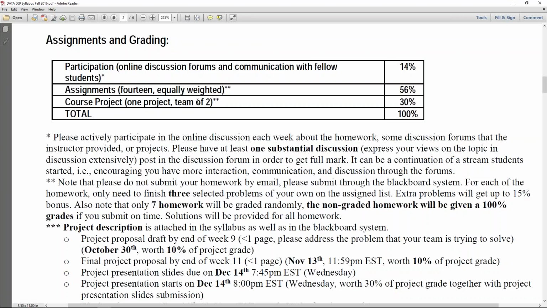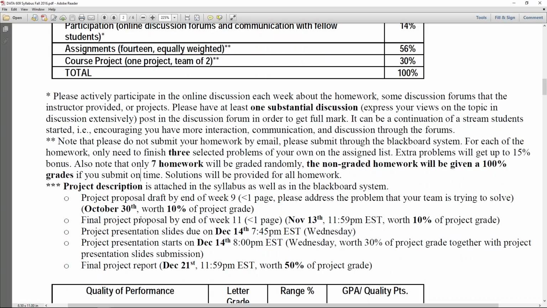And then the second component is assignment, 14%. Apparently, it's a lot, essentially almost saying that every week you have one homework. And good news is you only need to submit 3 selected problems of your own on the assigned list. So for example, this week probably have 4 or 5 questions. You only need to finish 3 of them. And then I can give you extra bonus points that's up to 15%, meaning that if this homework is worth 100 points, potentially you could get up to 115 for that homework submission.